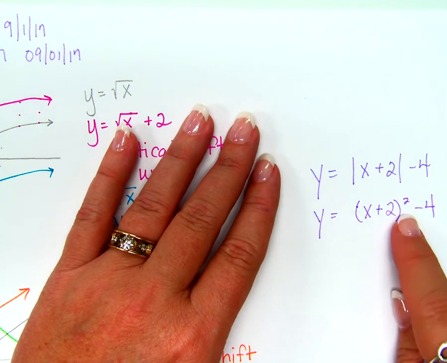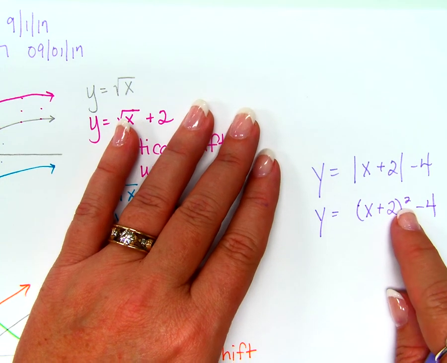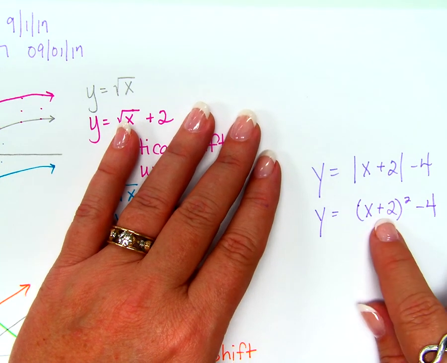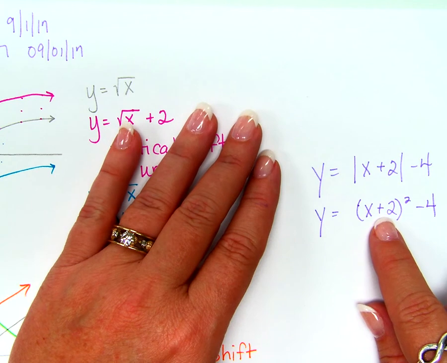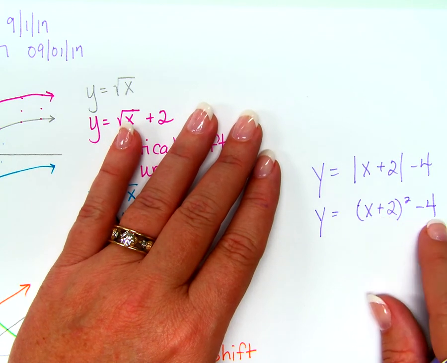What kind of parent function is this? That's a quadratic, isn't it? A parabola? What kind of shift is it going to have compared to its parent? Yeah, left 2 and down 4.